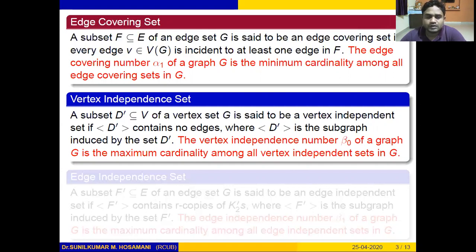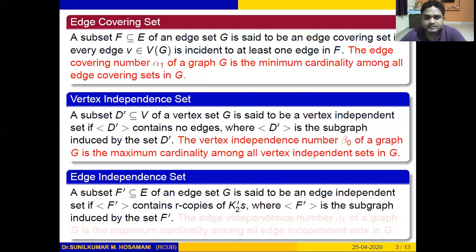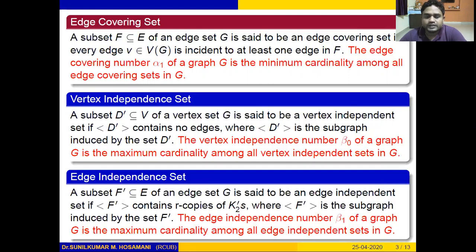So again here we are applying the same concept for the edge set, and that is called edge independent set. A subset F prime of an edge set is said to be an edge independent set if the subgraph induced by F prime contains copies of K2s. And the edge independence number, which is denoted by beta 1 of a graph G, is the maximum cardinality among all edge independent sets in G. Now, by taking an example, we shall discuss all these definitions.